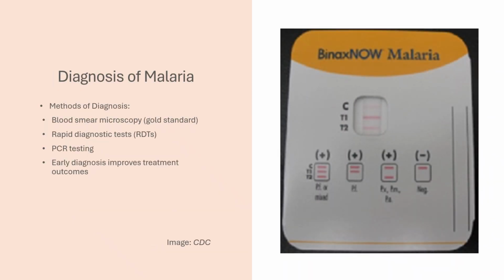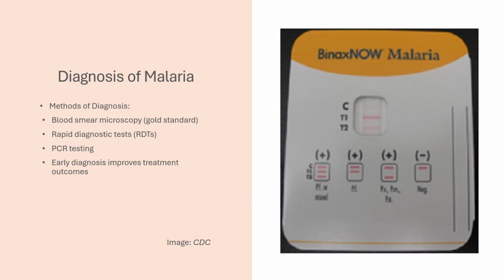Next, I will be talking about the diagnosis of malaria. Because the symptoms of malaria resemble many other illnesses, laboratory testing is often necessary for an accurate diagnosis. The gold standard is blood smear microscopy, where a stained blood sample is examined under a microscope. This allows healthcare providers to identify the parasite, determine the species, and estimate how severe the infection is. I showed one of those microscopy blood smears earlier in the slide, if you guys remember that.